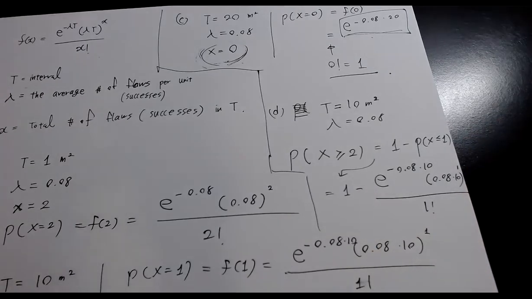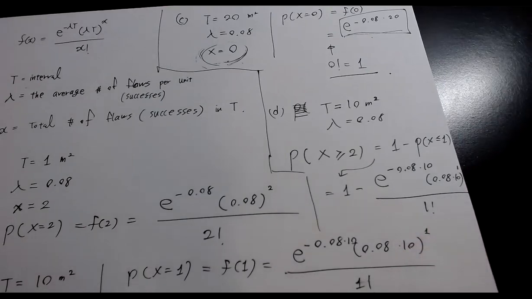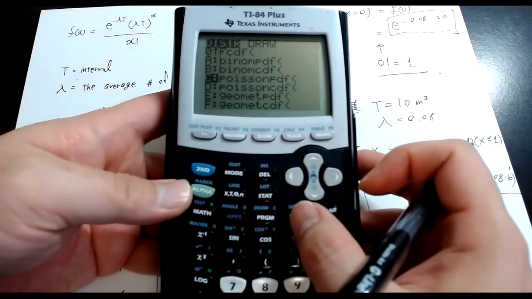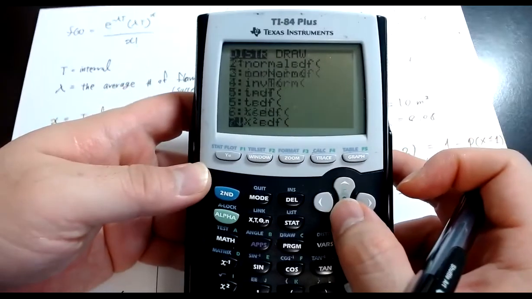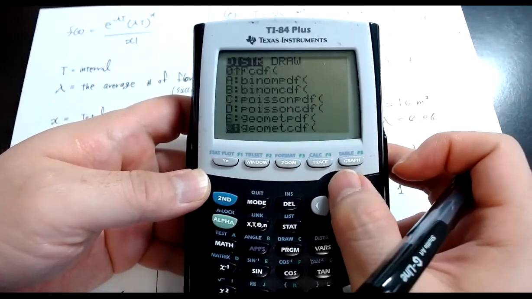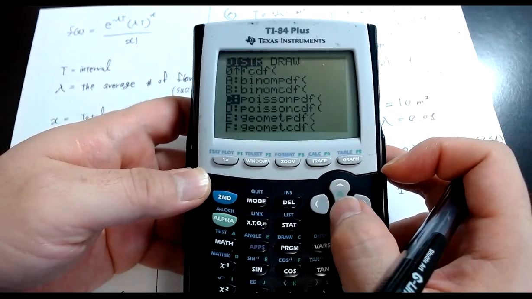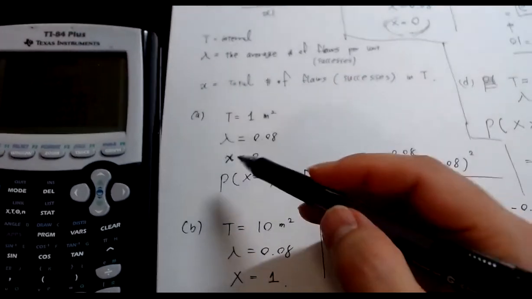All right, so that's how to figure out the probability of the Poisson distribution. But there is another way to figure out the probability of a Poisson distribution using a calculator. So we go to the distribution menu, press second, and then variables. Then you see right there Poisson CDF, Poisson PDF. So for example, problem A.